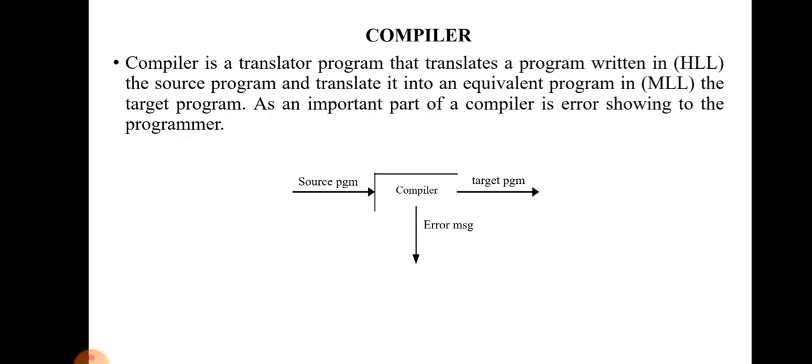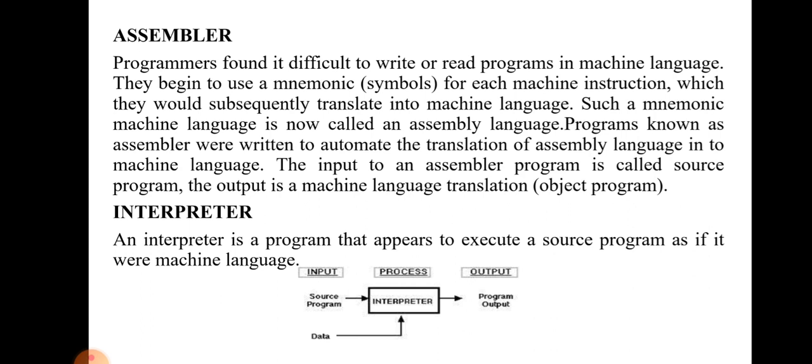Now let us see what a compiler is. It is a translator which converts a high level language into another equivalent language, which may be either low level or assembly level language. The assembler is also a translator which converts one type of language into an equivalent of another type of language. In assembler they use mnemonics, which are symbols for each machine instruction, which are subsequently translated into machine language. The next translator is the interpreter, which also converts one type of language into an equivalent type of another language.